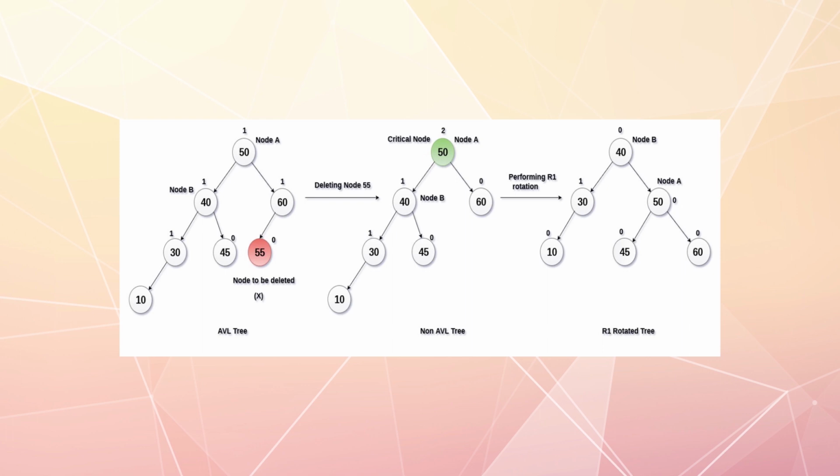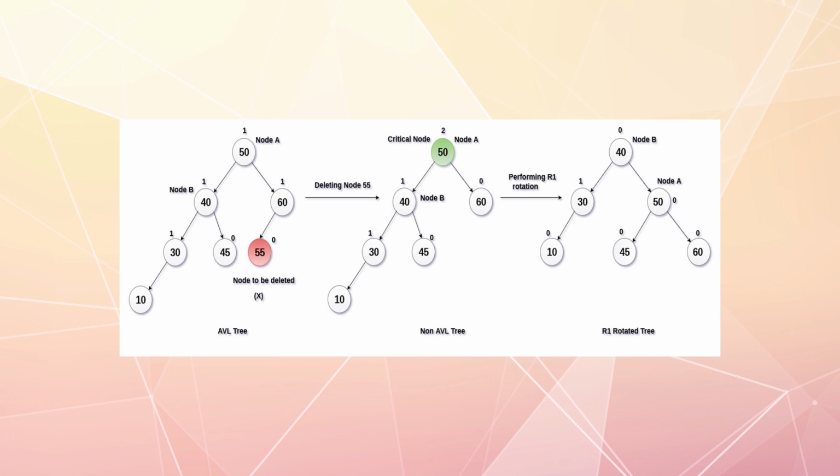In R1 rotation, 40 will become the root node, and 50 will become a right child of 40. The rest of the items, 30 and 10, both left successors, remain connected to 40. Only one difference is that 45 will be disconnected from 40 and connected as a left child of 50, and 60 remains a right child of 50. So, after performing the R1 rotation, the tree will be formed in this way.